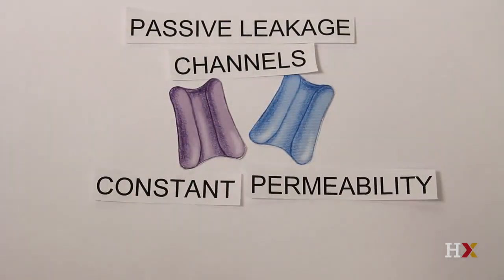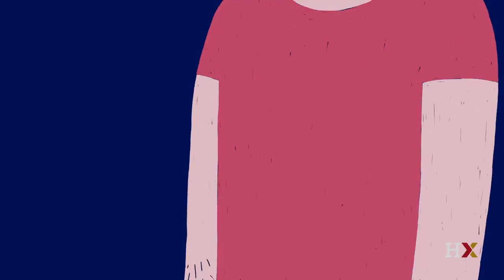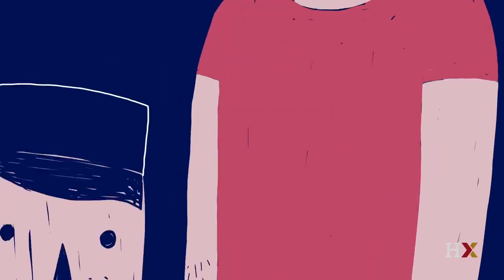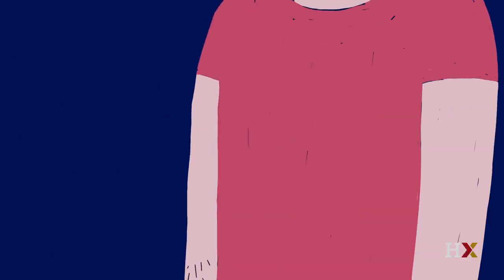The simple leakage channels we've seen so far won't cut it. They have a constant permeability and present constant resistance to the flow of ions. They do what they do, and not much else. To continue our bouncer analogy, we need a more dynamic bouncer who can change his behavior based on what's going on around him, allowing easy flow sometimes and restricting the flow other times.